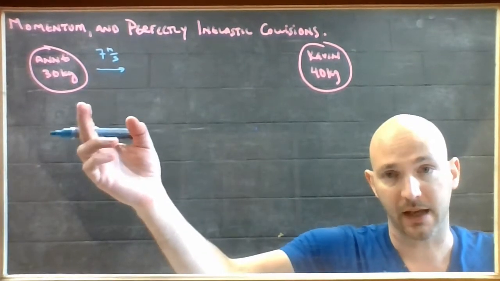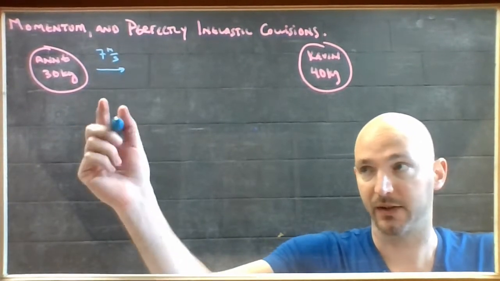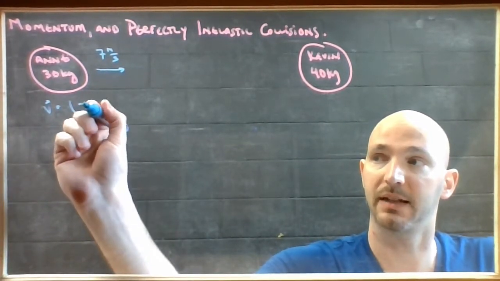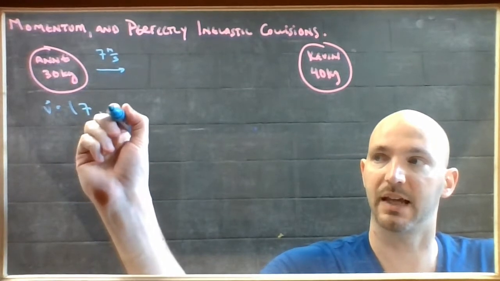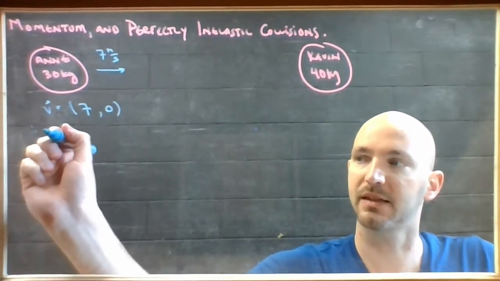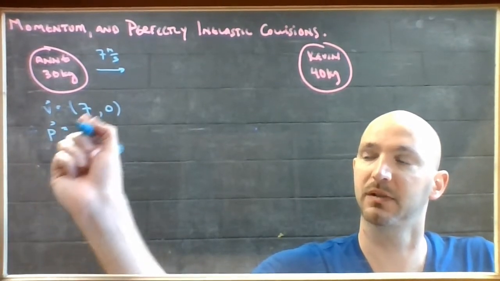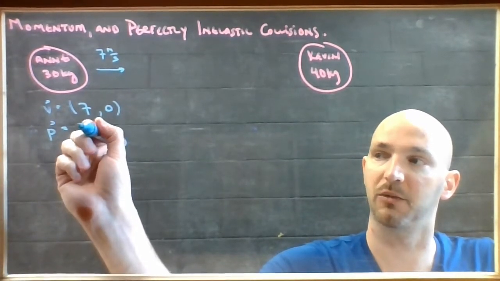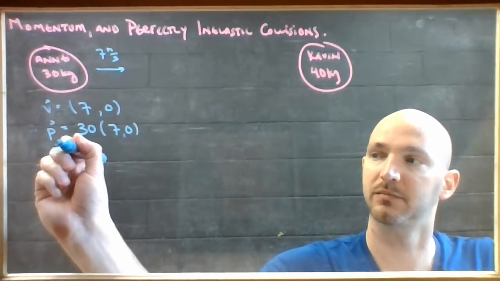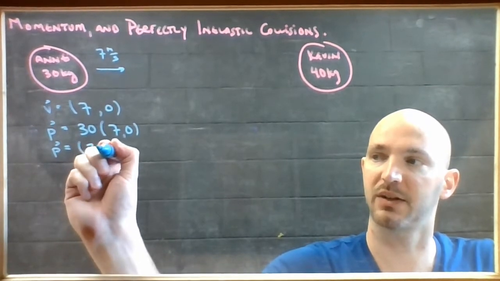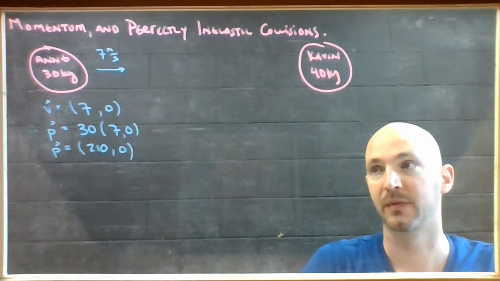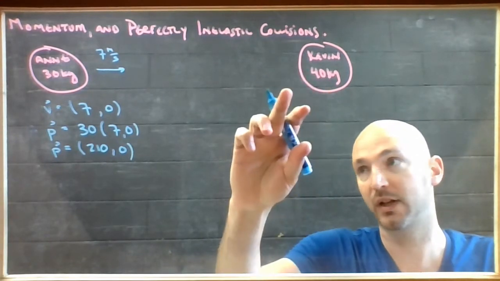So I could take Anne's velocity and write it as a vector. The velocity vector for this would be 7 headed to the right, so that's positive 7, and 0 headed in the y direction. That means that Anne's momentum would be her mass multiplied by the velocity vector, which means she has 210, 0 for her momentum.